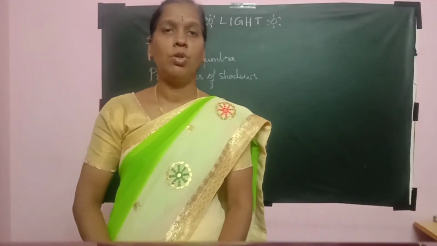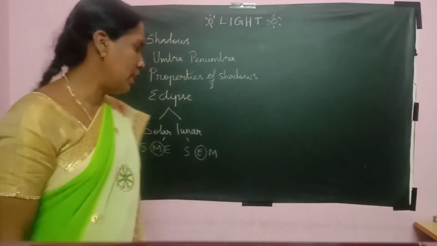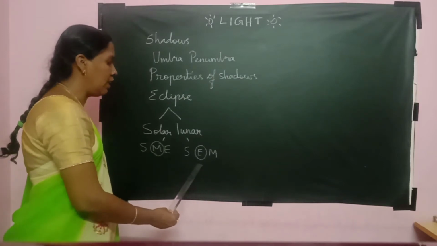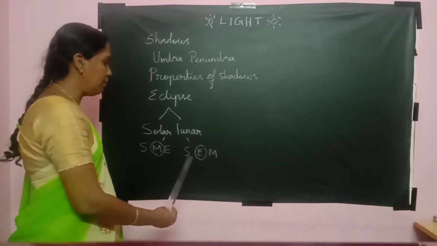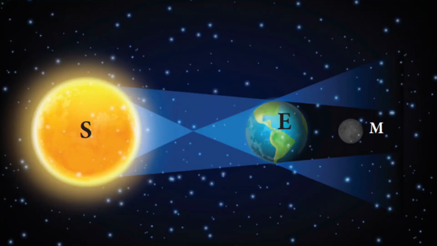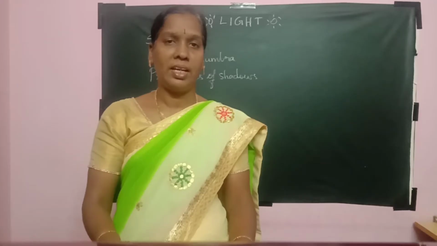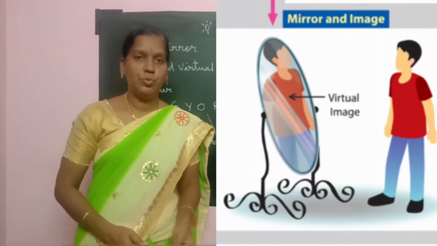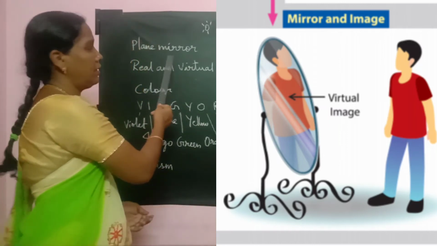Now we move on to lunar eclipse. Lunar eclipse means here the earth will be at the center between the sun and the moon. Lunar eclipse occurs when the earth comes between the sun and the moon. The earth prevents light coming from the sun and makes a shadow on the moon. This is lunar eclipse.